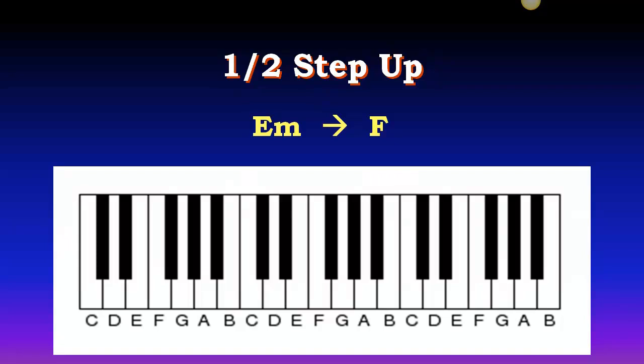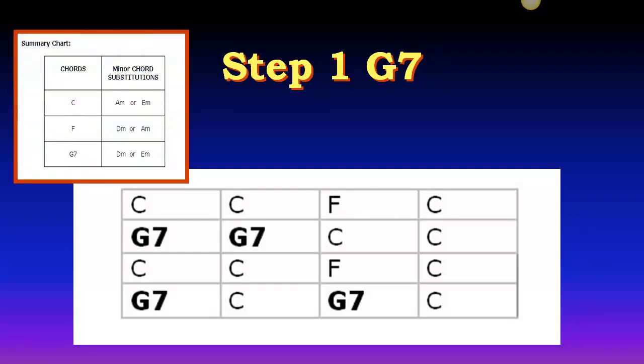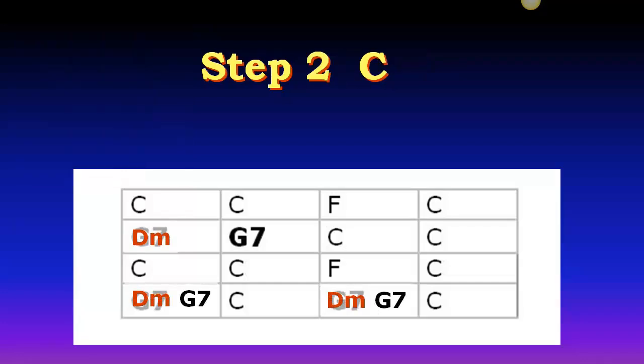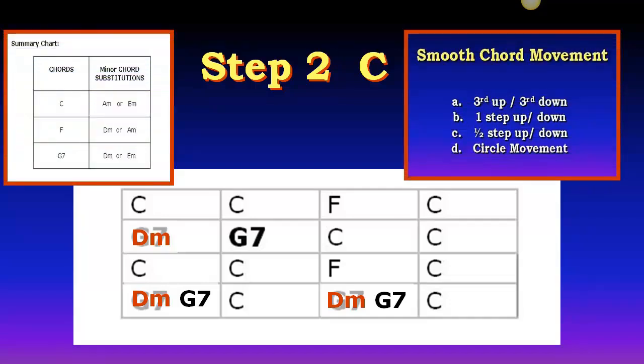So in this course, I'm going to show you 3 quick steps to do the chord substitution. Step 1, you're going to substitute the G7 chord first when you look at the basic chord chart. You'll take your summary chart out, and you're going to see how you can substitute the G7 chord. And then in step 2, you will substitute the C chord. You take out your chart. You also take out the smooth chord movement that I will teach you.